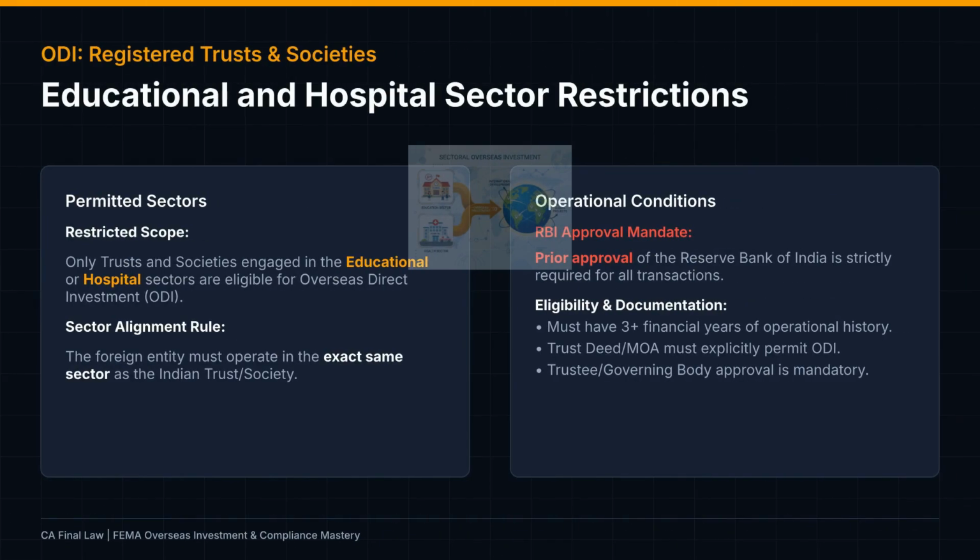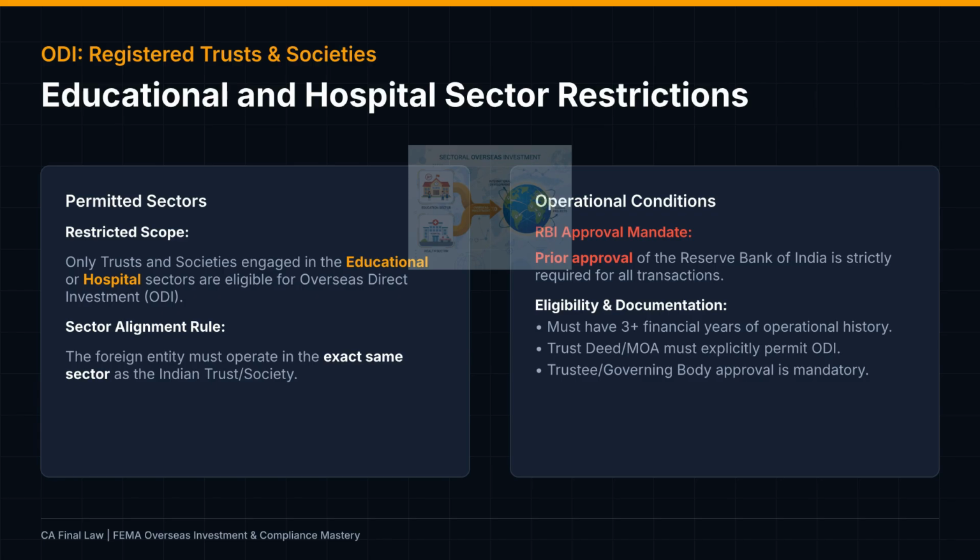The key exam takeaway is simple: no ceiling, but eligibility and global uniformity conditions must be satisfied. Not every trust or society can invest overseas. FEMA restricts overseas direct investment by trusts and societies primarily to those engaged in educational activities or those operating hospitals in India. The foreign entity must also operate in the same sector. Prior RBI approval is mandatory in every case.